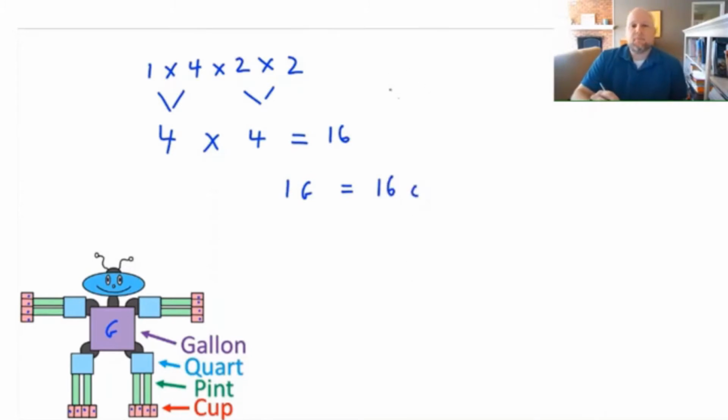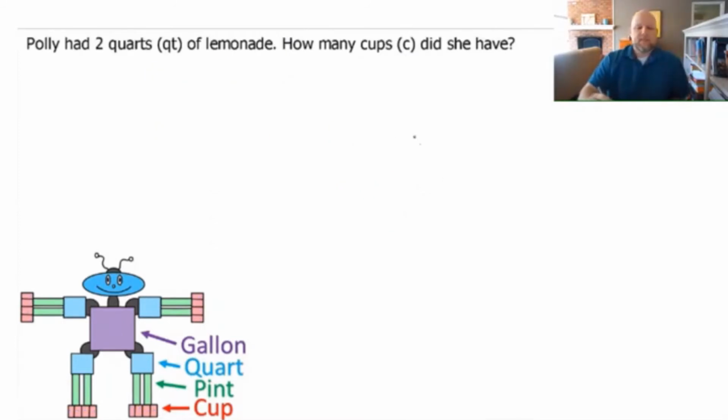Now let's try a word problem. Polly had 2 quarts of lemonade. How many cups did she have? So if we have our quarts here, our blue, we have 2 of them. So 2 quarts times how many pints each quart has. Each quart has 2, so we're going to multiply that by 2, and then times how many cups each pint has. Each pint has 2, so we're going to multiply that by 2.